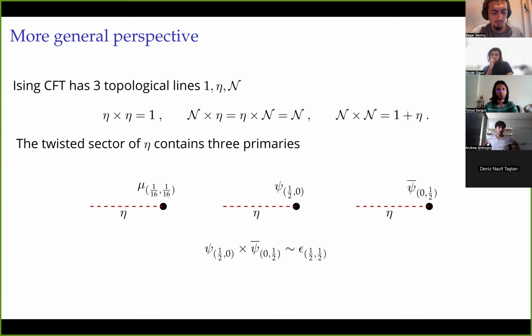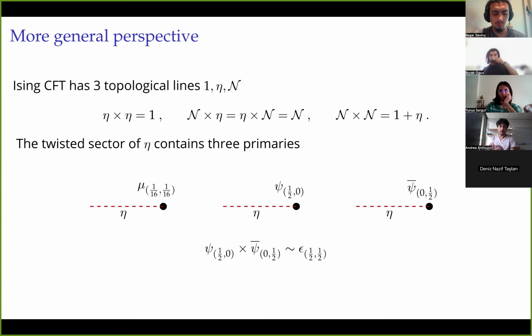The idea is very simple. I already told you that the Ising model has these three topological lines. Now the thing that I want to emphasize is that if we look at the twisted sector of the Z2 line, this eta line, it contains three primary fields: mu, that has the same h and h bar of the sigma operator of the Ising CFT, but will not be important for our story. And then there are two Majorana fermions, one left-moving Majorana fermion and one right-moving Majorana fermion.